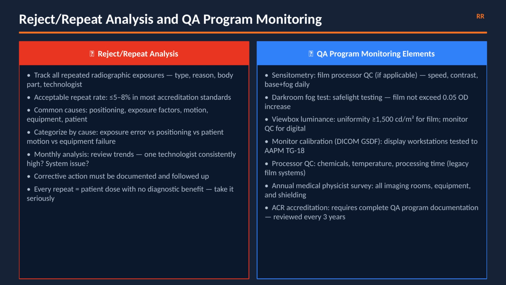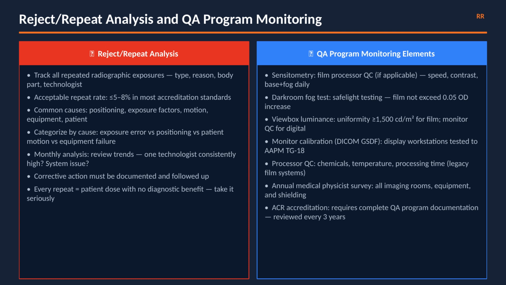Monthly trend analysis. Is the repeat rate rising overall? Is one body part consistently high? Is one technologist consistently higher than others? A systematic problem is not solved by blaming individuals, it is solved by identifying the root cause and addressing it systematically. Corrective action must be documented and followed up.